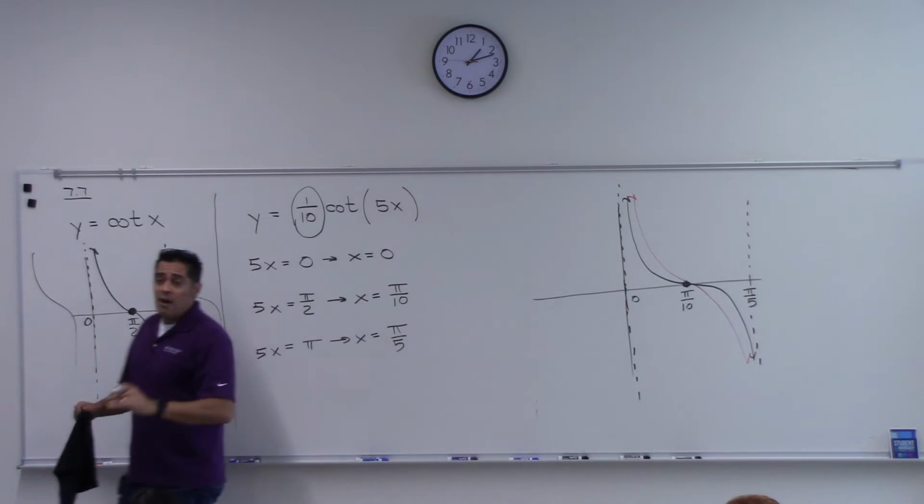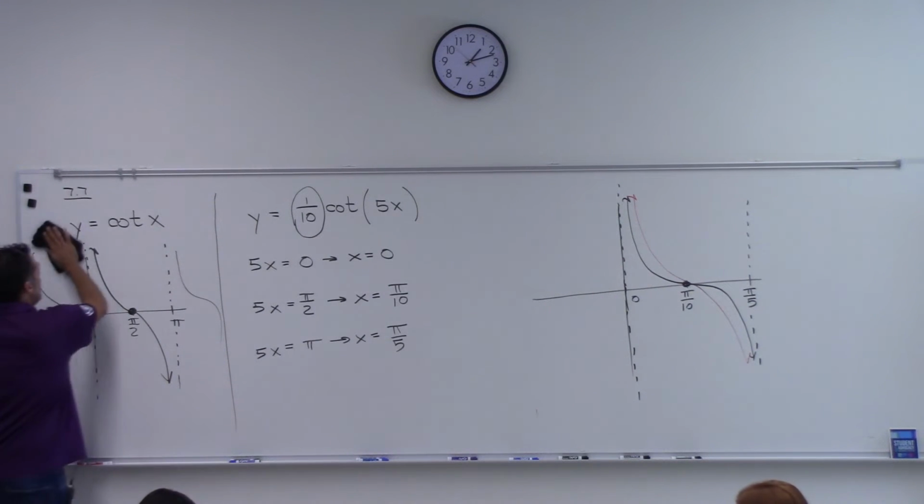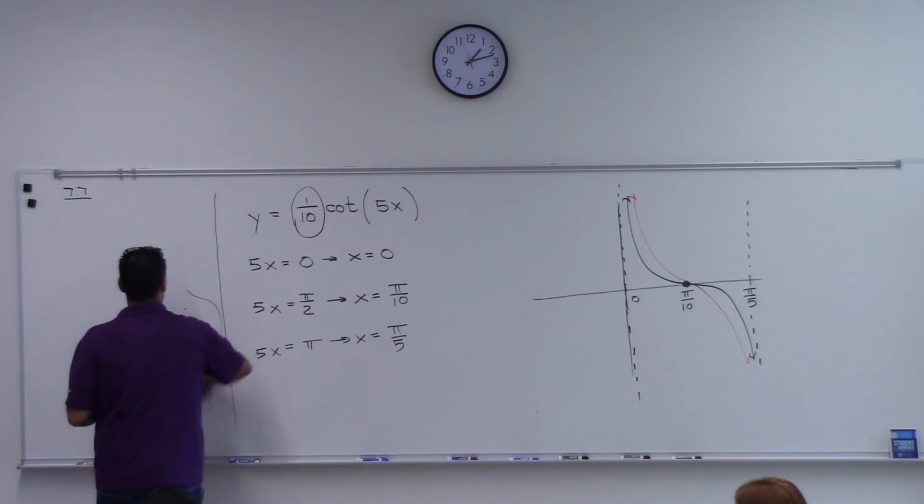All right, that's it. That's how we graph tangent and cotangent. We good? We're going to move on. We're now going to talk about secant. Well, let's do cosecant first.